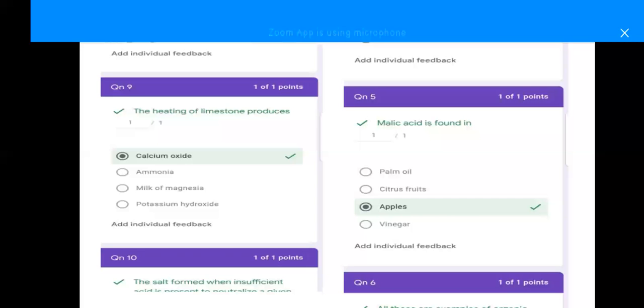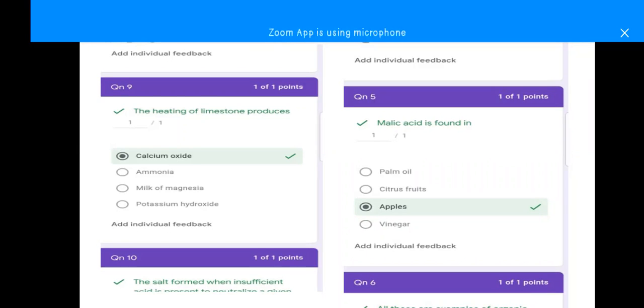First question that I have on my left is: the heating of limestone produces. So the statement makes you understand that when you heat limestone, what product do you get? You have ammonia there, and ammonia is no way connected to limestone. Milk of magnesia, also nowhere near. That is magnesium hydroxide. Then you have potassium hydroxide.